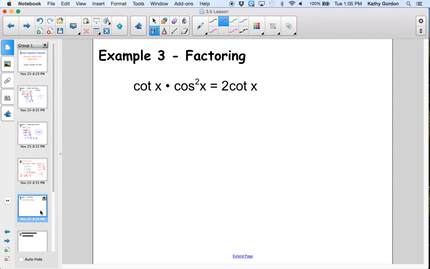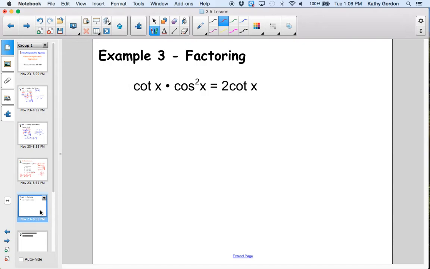So if you take a look at this equation, where we have the cotangent of x times cosine squared of x equal to 2 cotangent x. What do you think the first step should be? It seems like a good move. Divide by cotangent x. Okay, so it looks like I could divide both sides by cotangent x, yeah?